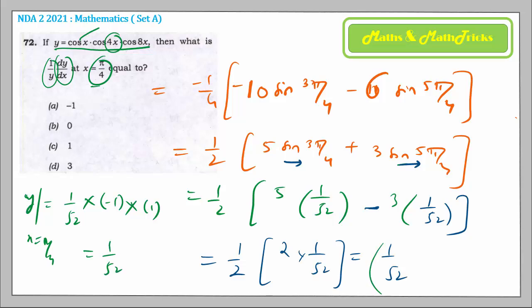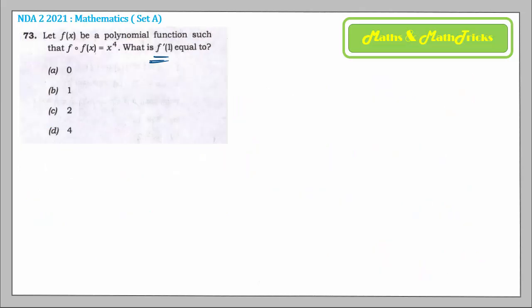Now basically 1 by root 2 you are multiplying by the reciprocal of y. Y is 1 by root 2. Reciprocal of 1 by root 2 is root 2. So the ultimate answer is 1. And hence the answer is option C for this particular question. Alright. Coming on to the next question now.